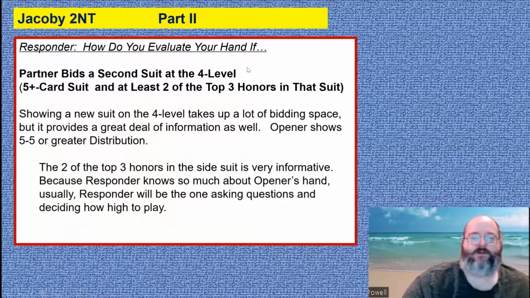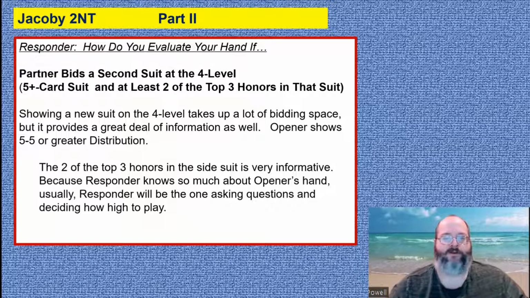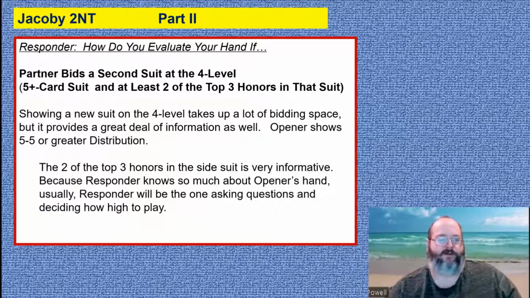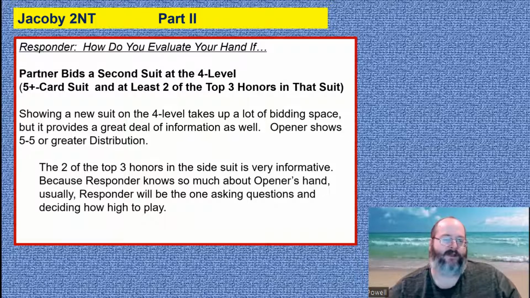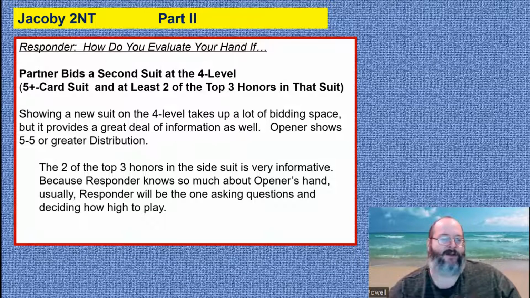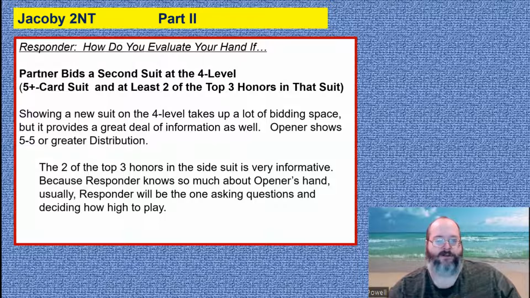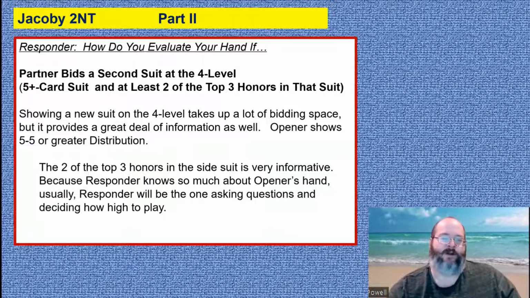All right. So let's move on to what do you do after your partner bids a new second suit at the 4 level. This takes up a lot of bidding space, but it also provides a lot of information. Partner is showing you 10 cards out of his hand. He's telling you he's got 2 of the top 3 honors in the suit he bids at the 4 level, right? So responder knows a lot about opener's hand. Usually responder is going to be the one asking questions at that point, because opener has finished his descriptions.